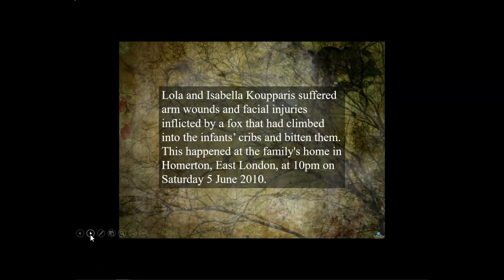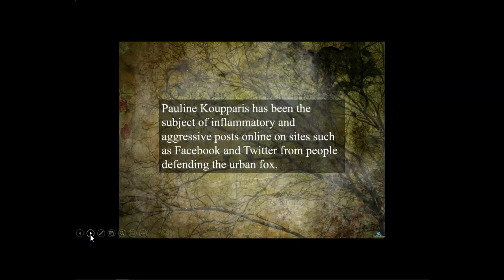The mom came into the nursery and she saw that one of the children was bleeding, and she thought perhaps it had a bloody nose. When she went over towards the child, she turned and looked, and she saw that the other baby was bleeding as well, and found that there was a fox in one of the cribs, and the fox ran out the window. London has had the issue in the past of it being invaded by foxes in people's homes.